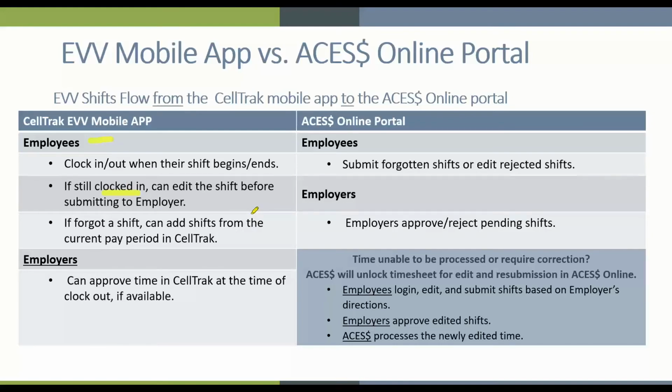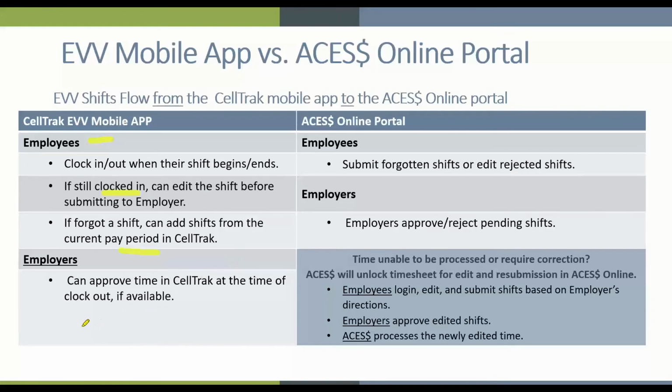So you can adjust time, as we saw earlier, adjust the start time, the end time. Your phone was on the fritz, it didn't work. But so today you've got your phone back. You can technically add a shift in CellTrack for the current pay period. You clock in and clock out, and adjust the time to reflect the shift that was forgotten.